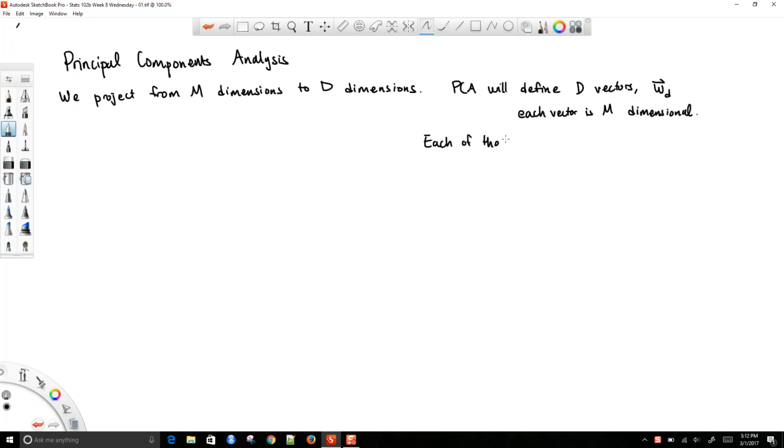Each of the d vectors, or I'll just say each W sub d vector, represents a linear combination of the original vectors.